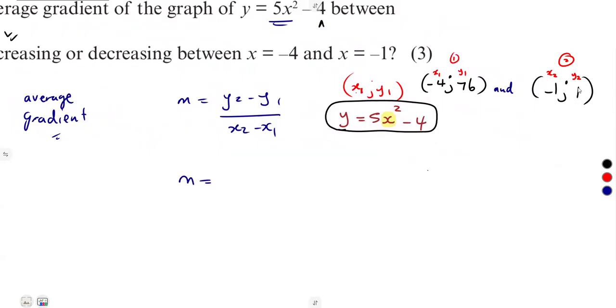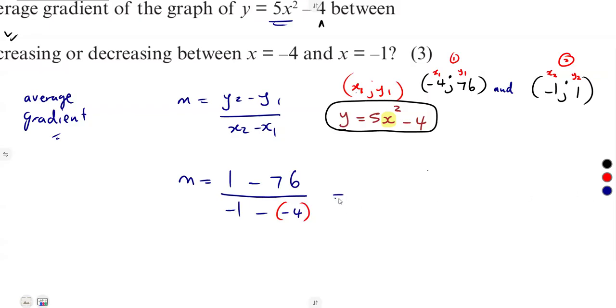What is the value of y2? Y2 is equal to 1. Substitute that, minus y1. Y1 is what? 76. So that's 1 minus 76 over what? We're going to need the value of x2, which is -1, minus x1. X1 is -4. So we're going to need a bracket for that. All right, minus -4. Just put it in a bracket like this.